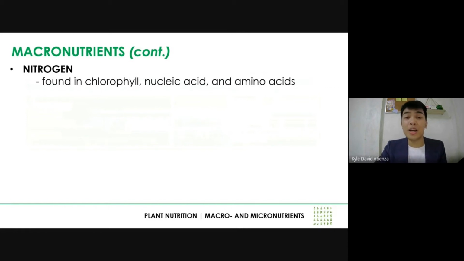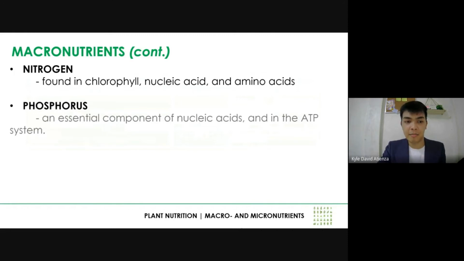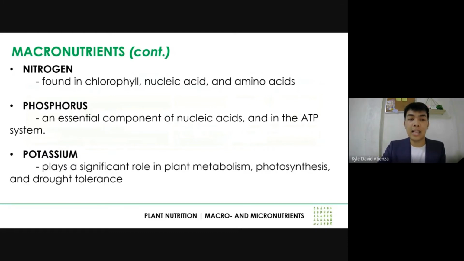So let us go into the specifics of the primary macronutrients. First is nitrogen. Nitrogen is found in chlorophyll, nucleic acid, and amino acids. Next, phosphorus is an essential component of nucleic acids and in the ATP system, or the energy currency of the cell, the ATP, or the adenosine triphosphate. The last primary macronutrient is potassium. It plays a significant role in plant metabolism, photosynthesis, and drought tolerance.